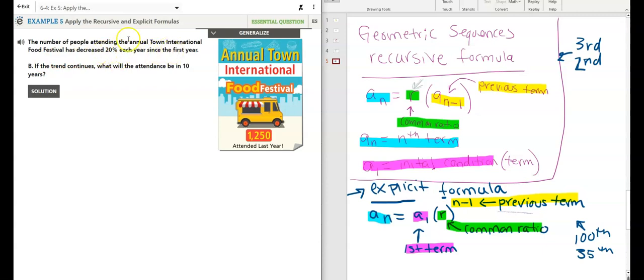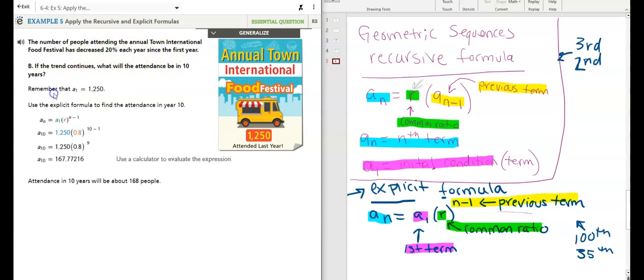Now we're going to have the same decreasing thing, but what if the trend continues? What will attendance be in 10 years? So instead of plugging it into a recursive formula, because I want to find a pretty big number like 10, I'm going to plug it into an explicit formula. We still have the same common ratio of 8/10. We have an initial value of how many attended the first year, and we want to know how many in 10 years.